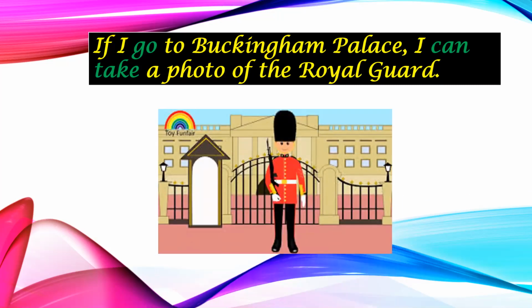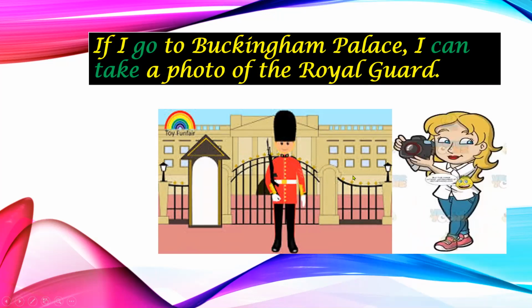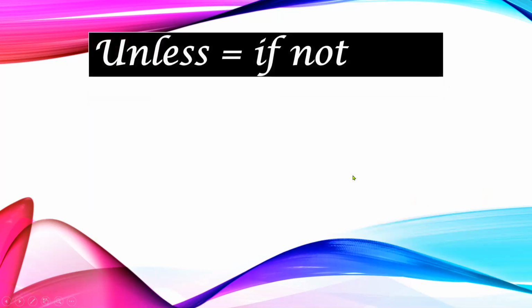Okay, let's see another example. If I go to the Buckingham Palace, I can take a photo of the Royal Guard. Now I'm in London, so if I go to the Buckingham Palace, I can take a photo of the Royal Guard. Here, as you can see, we replaced will with can, so you can use both. We have something else. If you want to say if not, we can use the word unless instead of it.